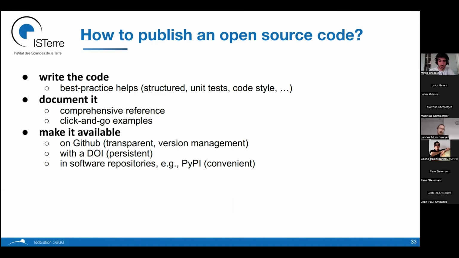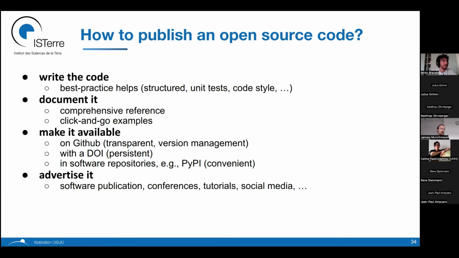So make it available. We should have it somewhere in version management. It should definitely have a DOI, so a persistent identifier, so that it's citable and available in the long term. And you should, best case, put it in a software repository, something like PyPI, so you can just do pip install. But there are others for other programming languages. The reason why is it's convenient, and convenience is extremely important for software.